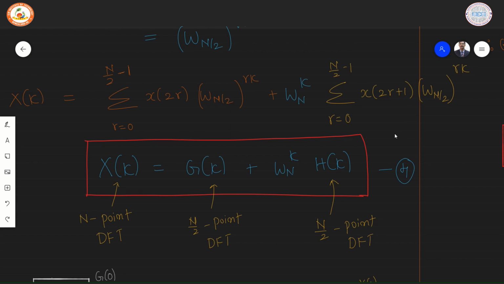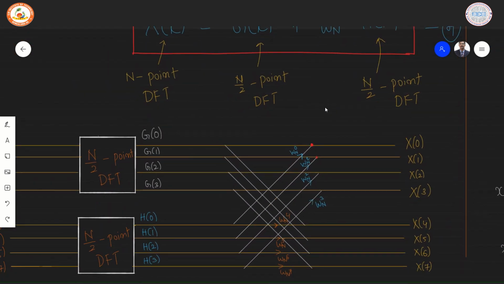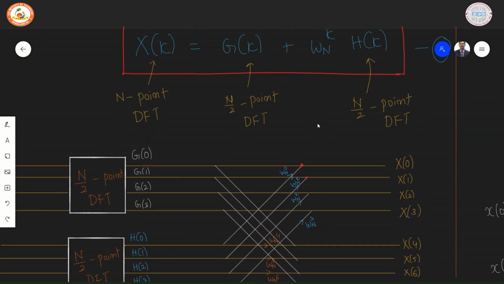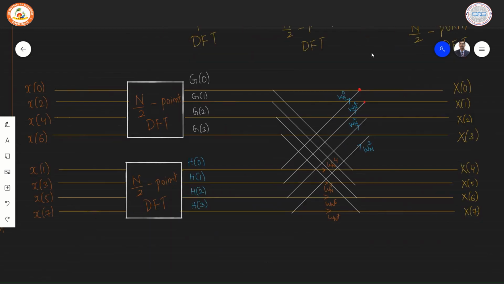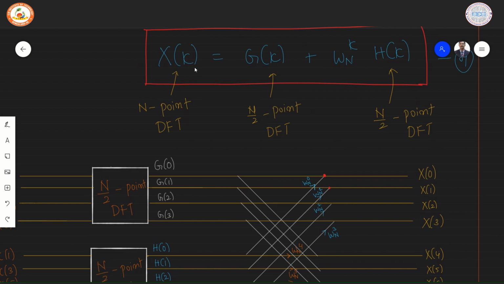Now equation 4 is an important tool for us to describe an n point DFT X of k, taking the help of smaller DFTs of size n by 2 each. Now we can create a structure which is provided by equation 4. The manner of obtaining the structure is very simple. We just have to substitute different values of k. Let us assume for simplicity that n is 8. For 8 points, let us build the structure.